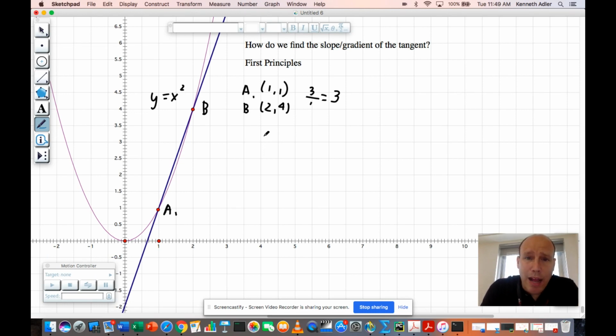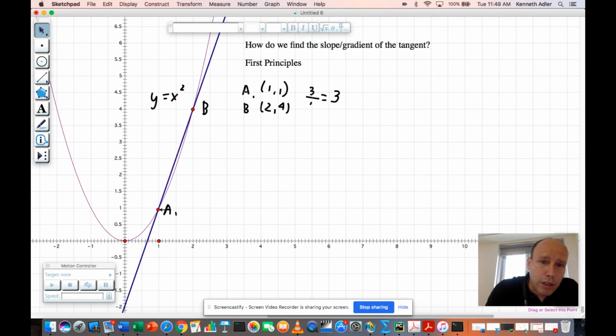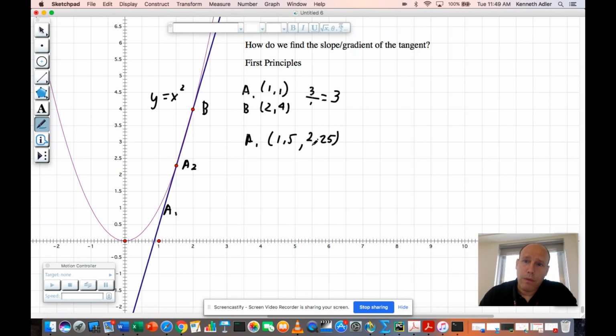Okay, so that was A1. Well, I want to know the tangent, right? So I'm going to move A a little closer. Let's literally move A up to 1.5. Now we still have a secant, because it passes through two points on the curve. Let's call this A2. A2 is (1.5, 2.25), and B is still (2, 4).